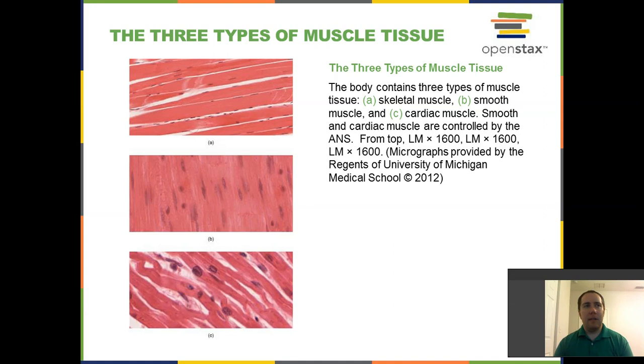Smooth muscle generally is in locations where we have something that is in a circular shape. Most of those cases are going to be blood vessels and our digestive system. So this is the muscle that's going to control the diameter of our blood vessels. This is the muscle that's going to help move food through our digestive tract. And the third type is cardiac muscle. This is found only in the heart. This is the type of muscle that causes our heart to contract and pump blood.